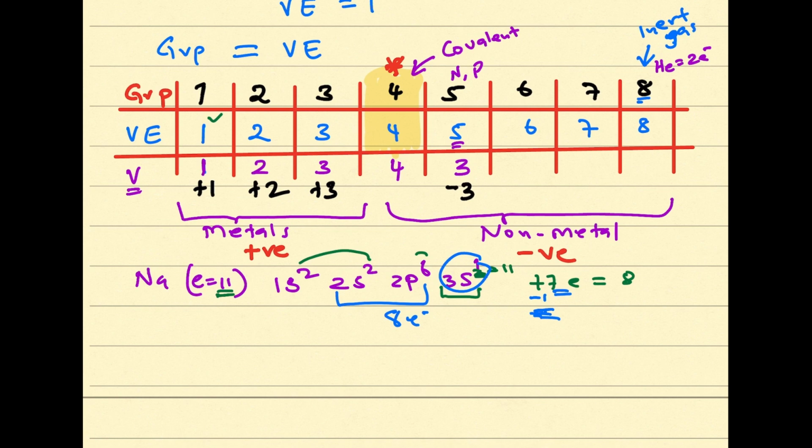Group 6A, that will be oxygen and sulfur. They have 6 electrons on the outer energy level, so a valence electron of 6. That means they are only lacking 2 electrons. Therefore, they will form 2 bonds, so they have a valence of 2. And because they accept 2 electrons, they end up with a charge of -2. Group 7A only needs 1 more electron, so it has a valence of 1, and then a charge of -1.